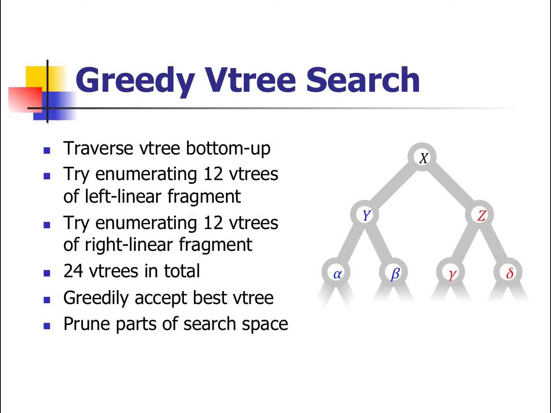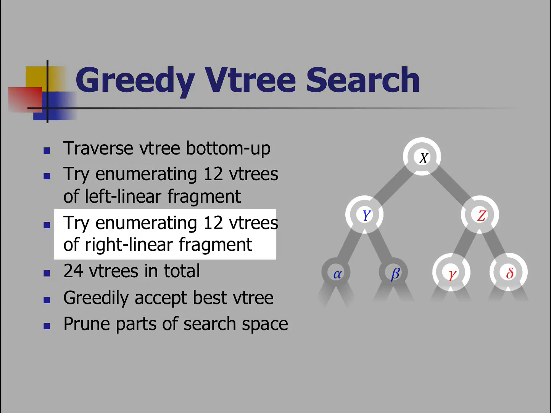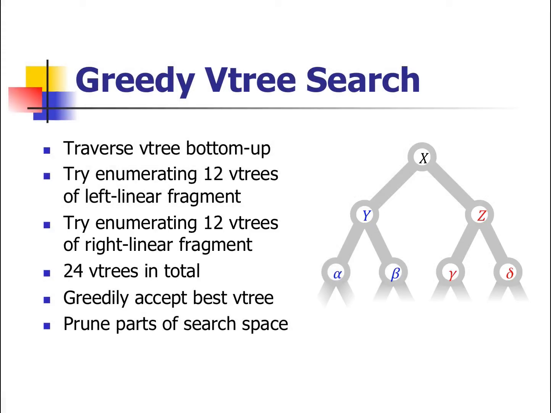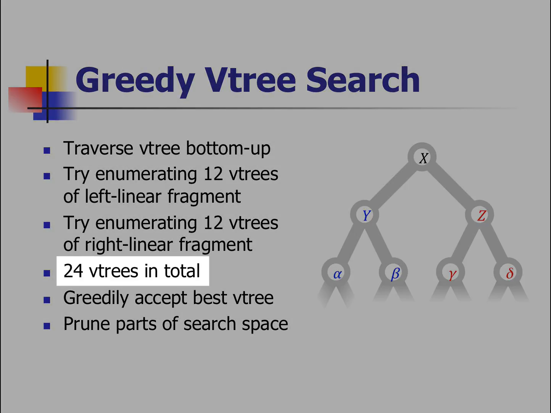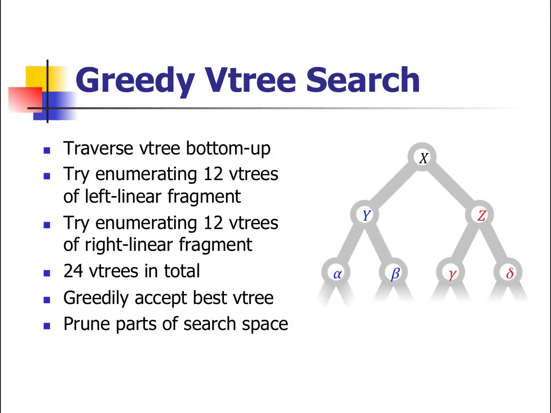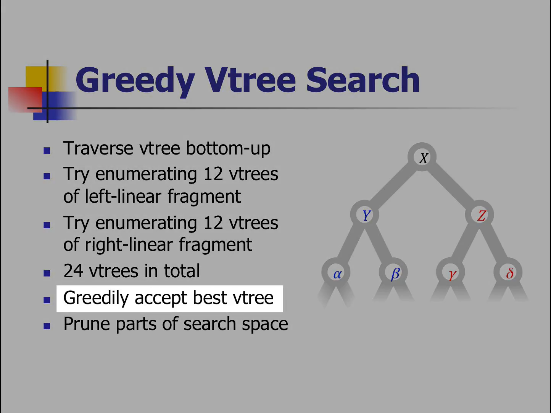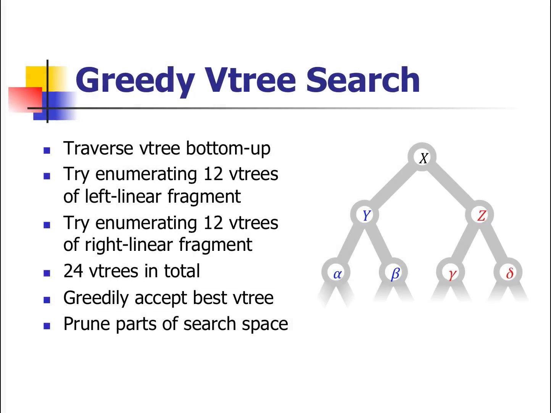And then it will go and identify a right linear fragment which has X as its root. And in this case, that happens to be this. And again, it tries to search all possible 12 vtrees of that particular fragment. And that leads to a total of 24 vtrees that are explored in this case. And what the algorithm will do is greedily accept the best of them, and that is the one that leads to the SDD with minimal size. And then it will just keep moving up to the parent of X.